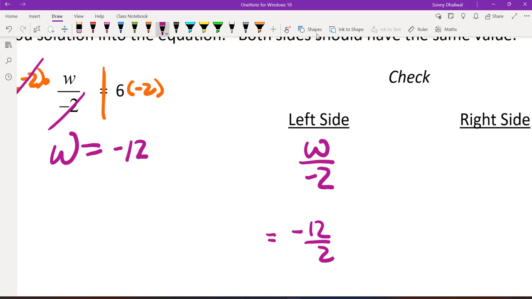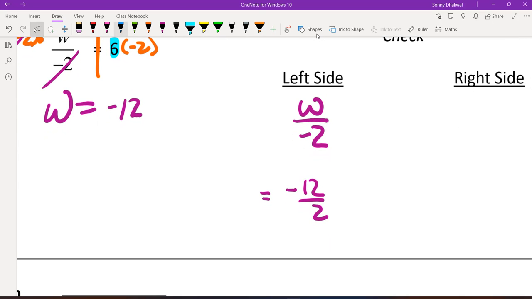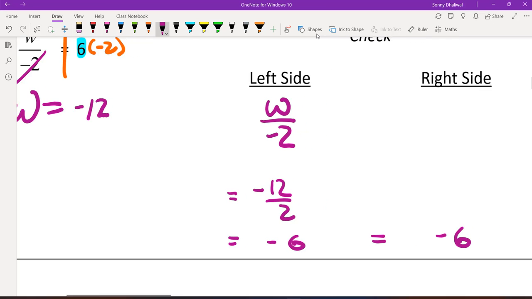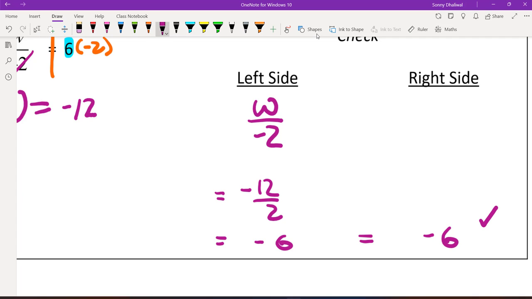Now, if we do this calculation and it ends up equaling the other side, you know you did it right. So we go negative 12 divided by 2. Yeah, we're just doing the equation. Equals negative 6, which equals the other side. Therefore, you did it right.